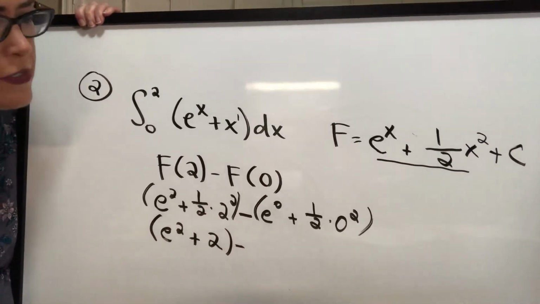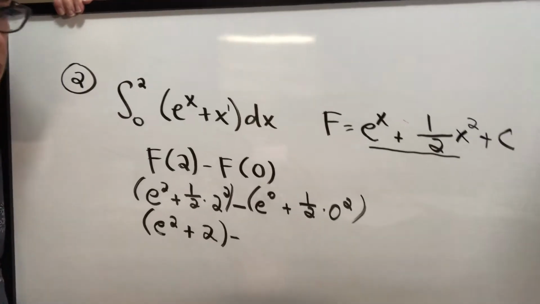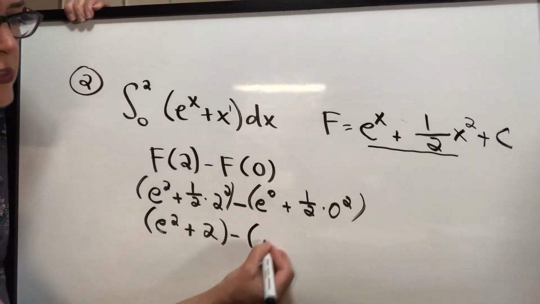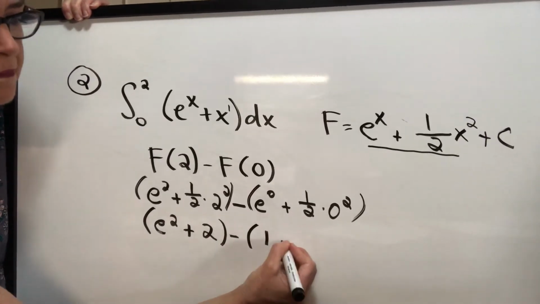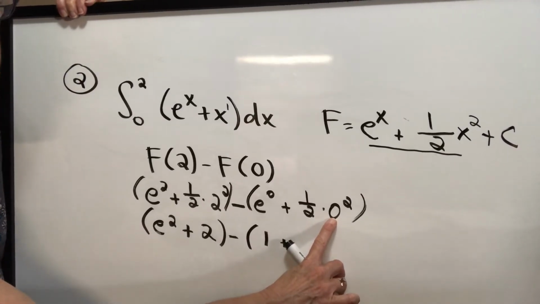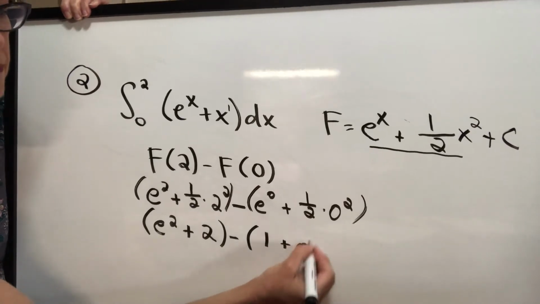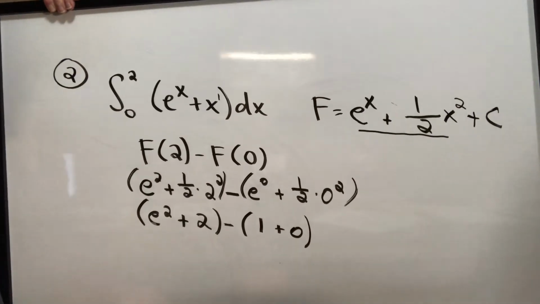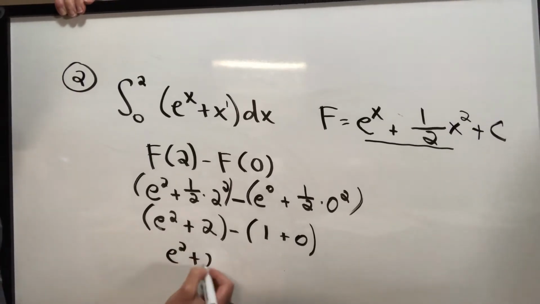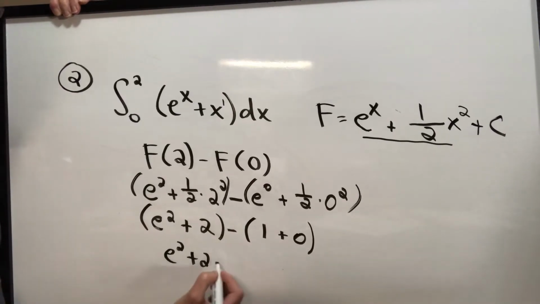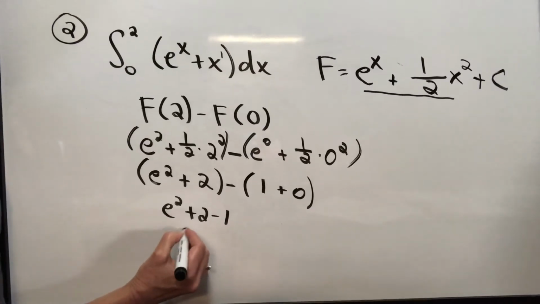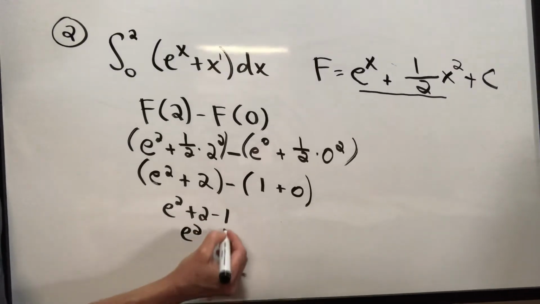Now this number is different in that there was a rule that you all learned in algebra a long time ago that any number raised to the 0 power is just 1. So we're going to replace e to the 0 with 1. And then over here, you would figure out 0 squared first. Of course, that's 0. And then 1/2 of 0 is still 0. Okay, so we would still have the e squared. We would still have this 2. And then, of course, 1 plus 0 is 1. So you would just subtract 1. And then finally, we would do 2 minus 1 is 1.